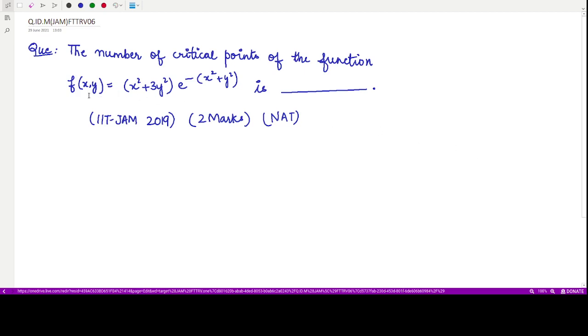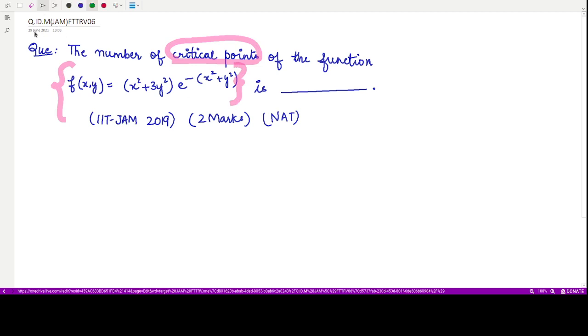In this video, we shall be talking about a question from IIT JAM 2019, which is consisting of 2 marks and it is a numerical answer type question. So the question here says: find the number of critical points for this given function. This function is given to us and we are to tell how many critical points this function has.